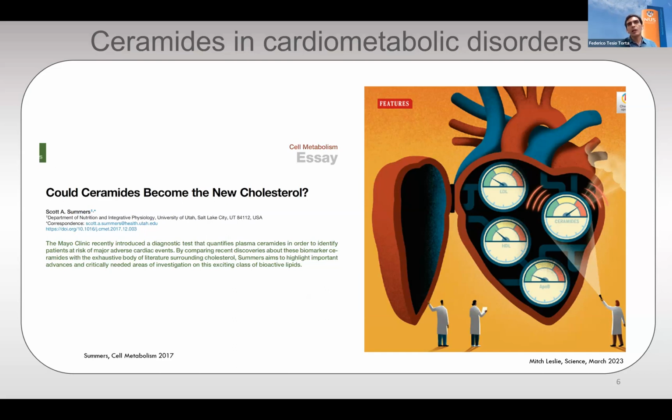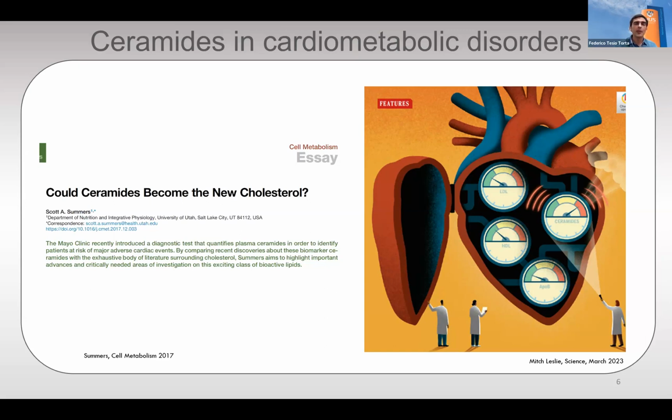And although ceramides are present at a level that is 1,000 times lower than cholesterol, they can now be measured quite accurately by mass spec. And we found that circulating ceramide levels correlate strongly with future cardiovascular events, such as myocardial infarction and stroke.